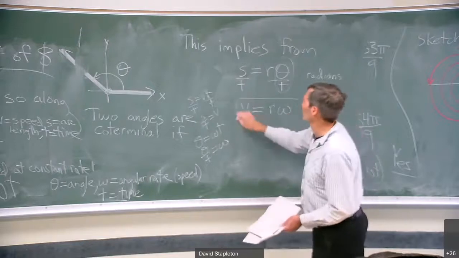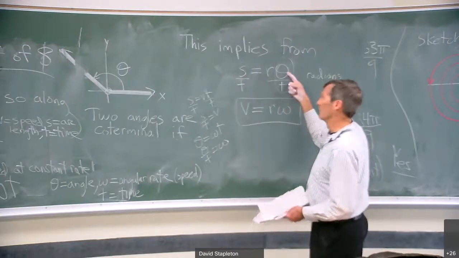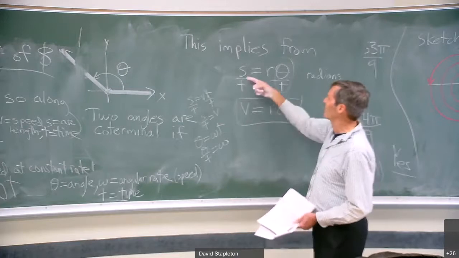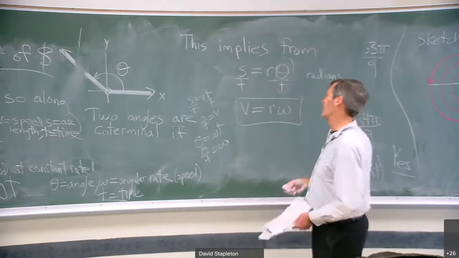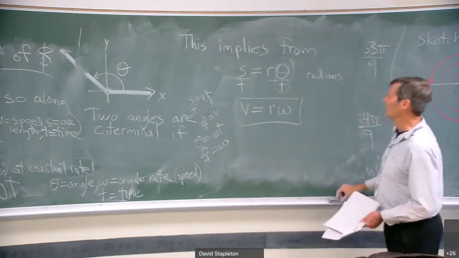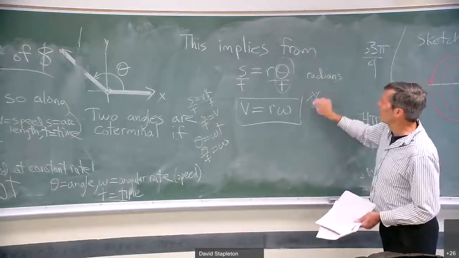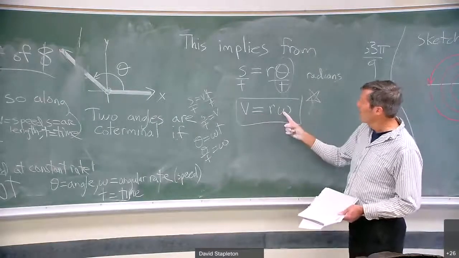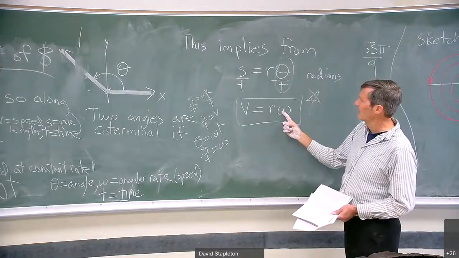We get this relation just by dividing s equals r theta by t. Once again, if you forget this formula, you can figure it out by dividing this one by t. That's what I'm trying to point out here. So this is an important relation between angular speed omega and your linear speed v.